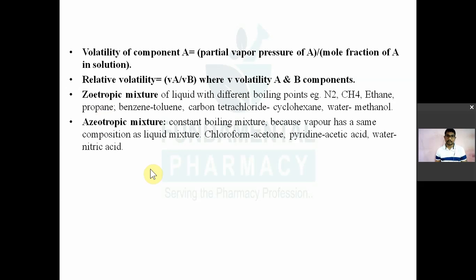Azeotropic mixture. What do you mean by azeotropic mixture? They are also known as constant boiling mixtures. A question on this was asked as it is in GPAT 2019. Those mixtures which boil at a constant boiling point are known as azeotropic mixtures, because the vapor has the same composition as the liquid mixture. Let me explain this. For example, chloroform and acetone, pyridine and acetic acid, and water and nitric acid. These are examples of azeotropic mixtures.